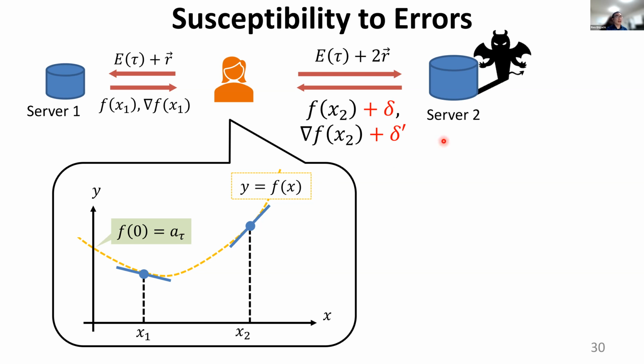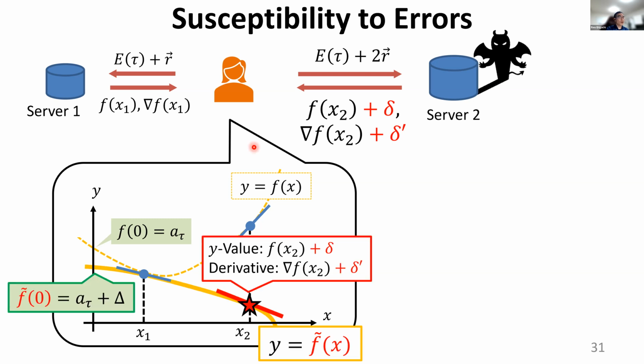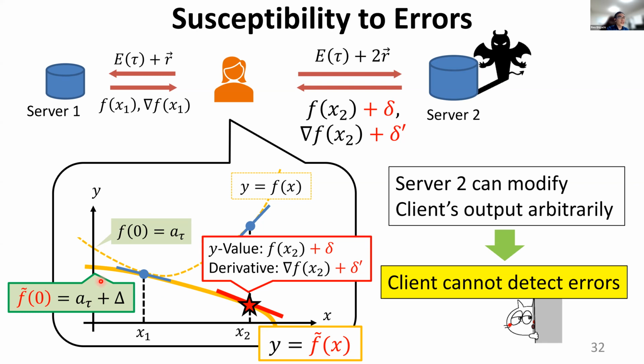For example, suppose that the second server is malicious and it modifies its answers by adding some errors. Then when reconstructing an interpolating polynomial, the client will use these modified values and derivatives. So then the second server can make the client compute an arbitrary polynomial. As a result, the second server can arbitrarily modify the client's output. So the client has no way to detect errors.